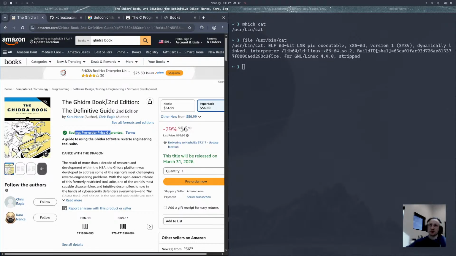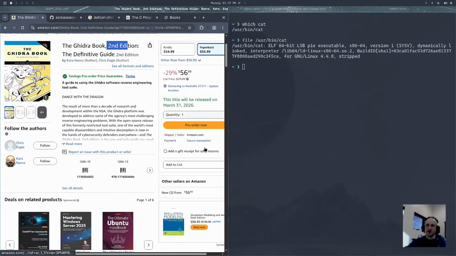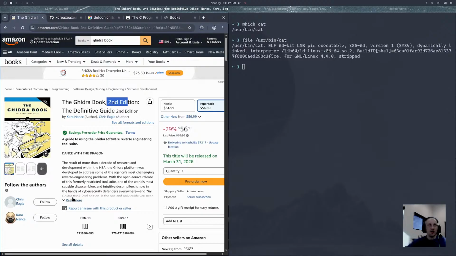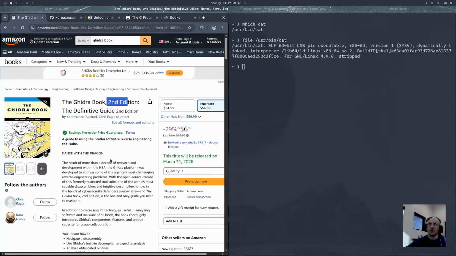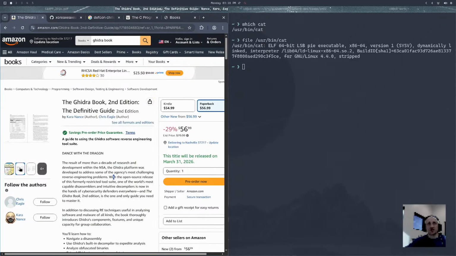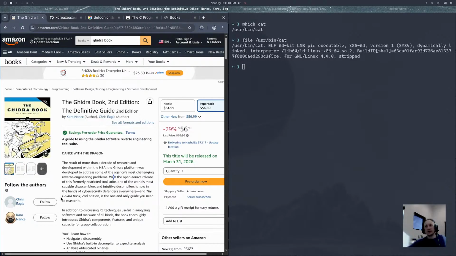There's a first edition out right now that you can probably find, but the second edition is coming out in a couple of days. It's not too far away. Yeah, March 31st, so at the end of the month. And this one is about using Ghidra. Ghidra was a tool developed by the NSA. It runs on the JVM, and basically allows you to decompile and reverse engineer binaries, and it's similar to IDA.